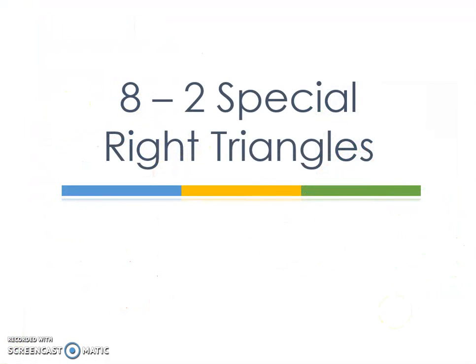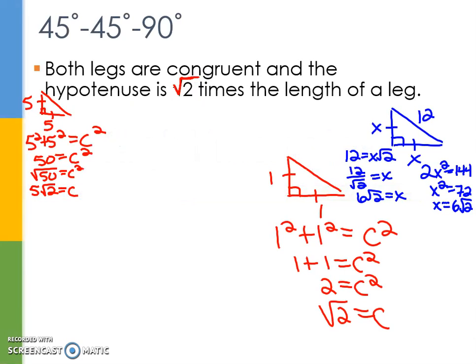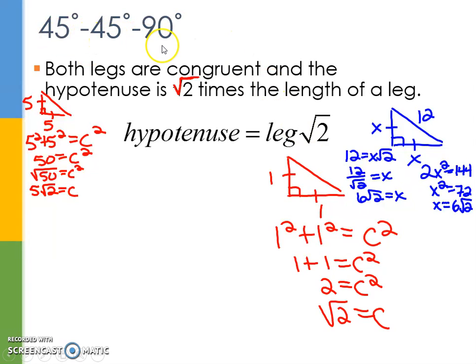Let's do the lesson now. It's 8-2, special right triangles. You have a special right triangle called 45, 45, 90. We're talking about angles. So 45, 45, 90 is a special triangle because both legs are congruent and the hypotenuse is square root of 2 times the length of the leg.